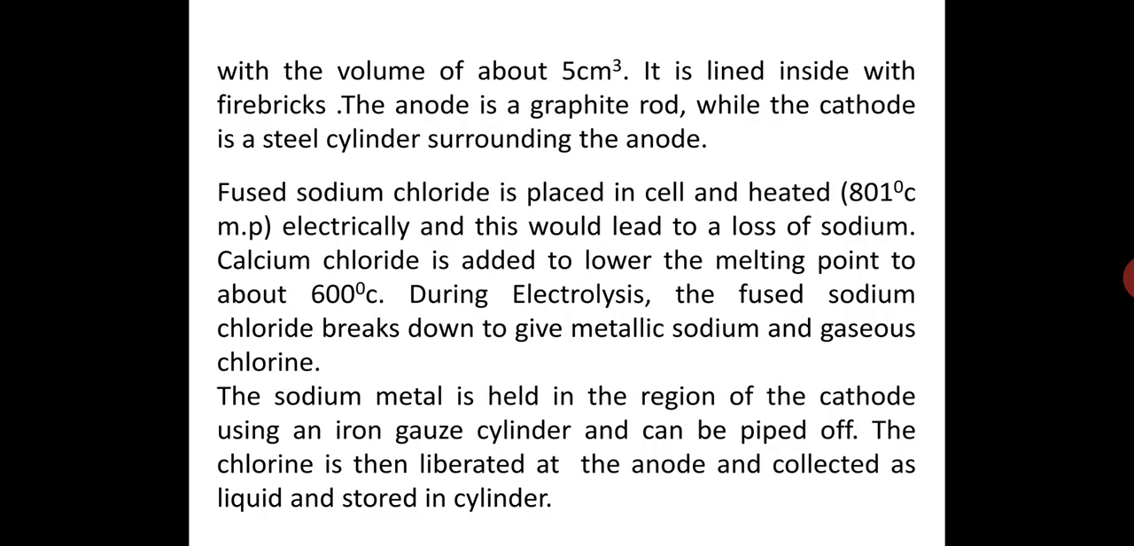During electrolysis, the fused sodium chloride breaks down to give metallic sodium and gaseous chlorine. The sodium metal is held in the region of the cathode. The sodium is discharged at the cathode using an iron gauze cylinder and can be piped off. The chlorine is liberated at the anode and collected as liquid and stored in a cylinder.